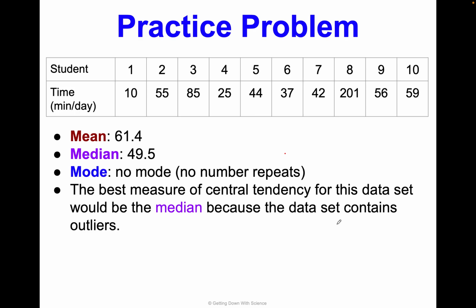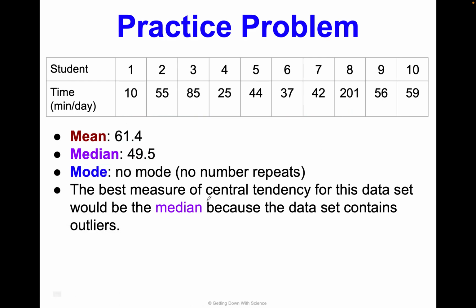In this case, the best measure of central tendency would be the median. Because honestly, it's because of student number 8. Look at that outlier. That's insane, right? If number 8 wasn't in this data set, I would say that the mean is probably the best way to describe this data. But because of this outlier, you're going to want to use the median. It's a better representative number of what's going on up here.